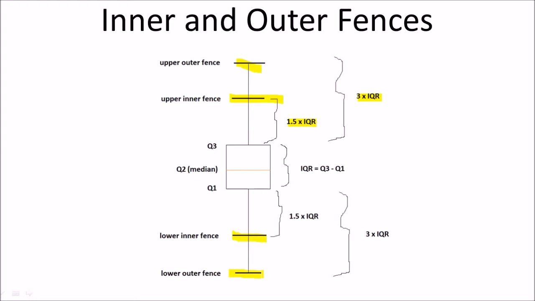So now we'll look at the Python code for implementing the IQR method on outliers.